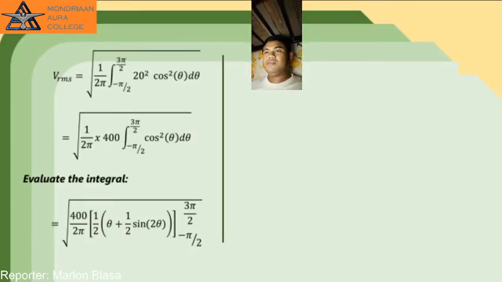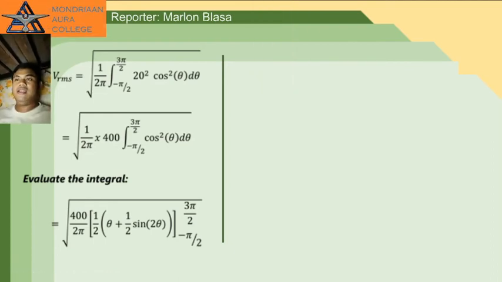VRMS equals the square root of 1 over 2 pi times the integral of negative pi over 2 to 3 pi over 2 of 20 squared cosine squared theta d theta. 20 squared is equal to 400. So, ilalabas natin 400 kasi constant naman na siya. Tapos, multiply natin siya sa 1 over 2 pi. Magiging 400 over 2 pi na yan.